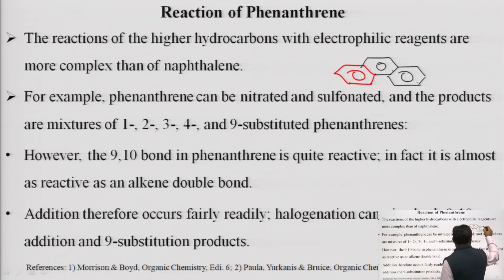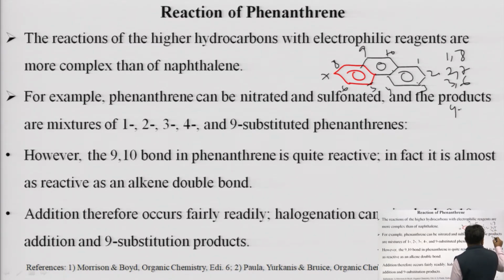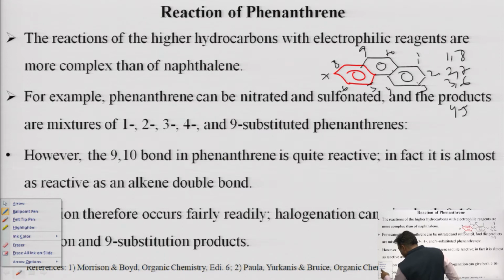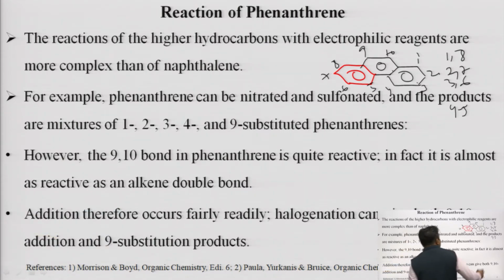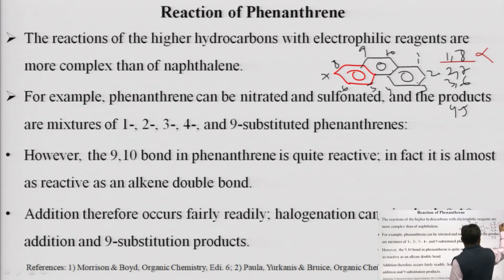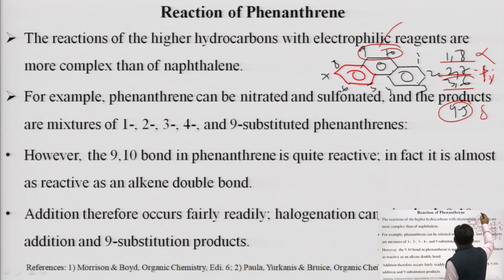Here you can see 1 2 3 4 5 6 7 8, and 9 and 10. If we analyze, we find that carbons 1 and 8 are equivalent, 2 and 7 are equivalent, 3 and 6 are equivalent, and 4 and 5 are equivalent. So 1 and 8 are called alpha, 2 and 7 beta, 3 and 6 gamma, then 4 and 5 delta. The 9 and 10th carbons are equivalent, and those are the epsilons.